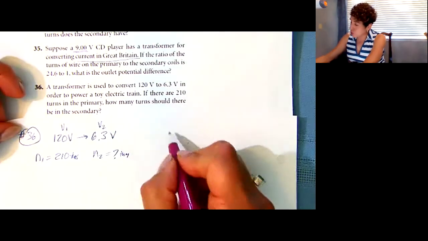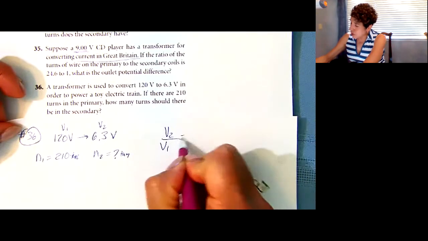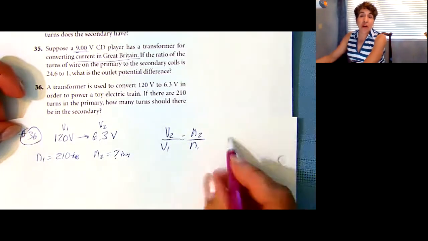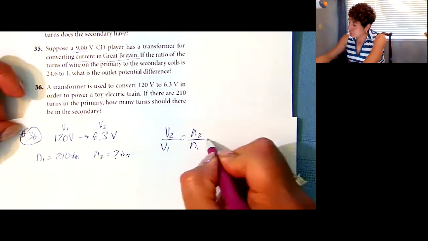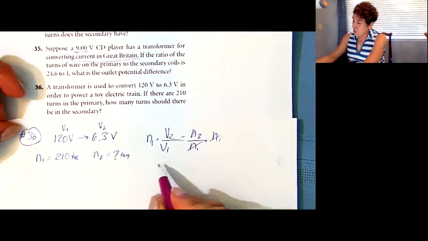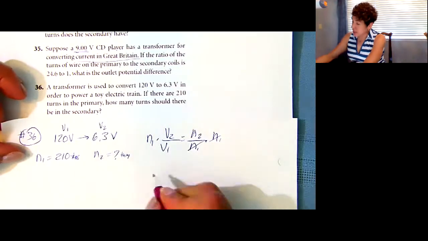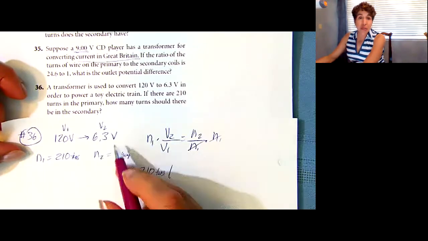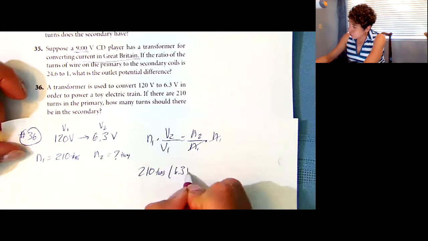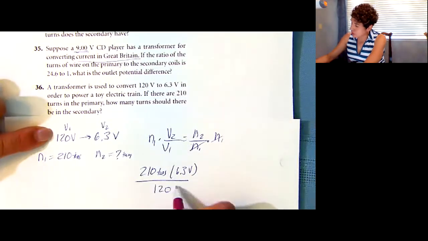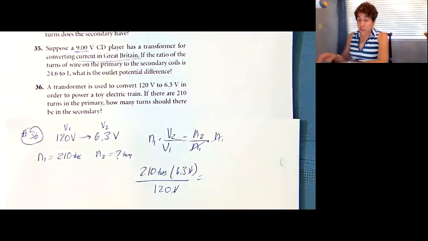Okay, so let's do V2 over V1 is N2 over N1. And now we solve for N2. So I'm going to be multiplying both sides by N1. N1 is 210 turns, 210 turns times V2, which is 6.3 volts, all over V1, which is 120 volts. So my volts cancels out and I end up with turns.